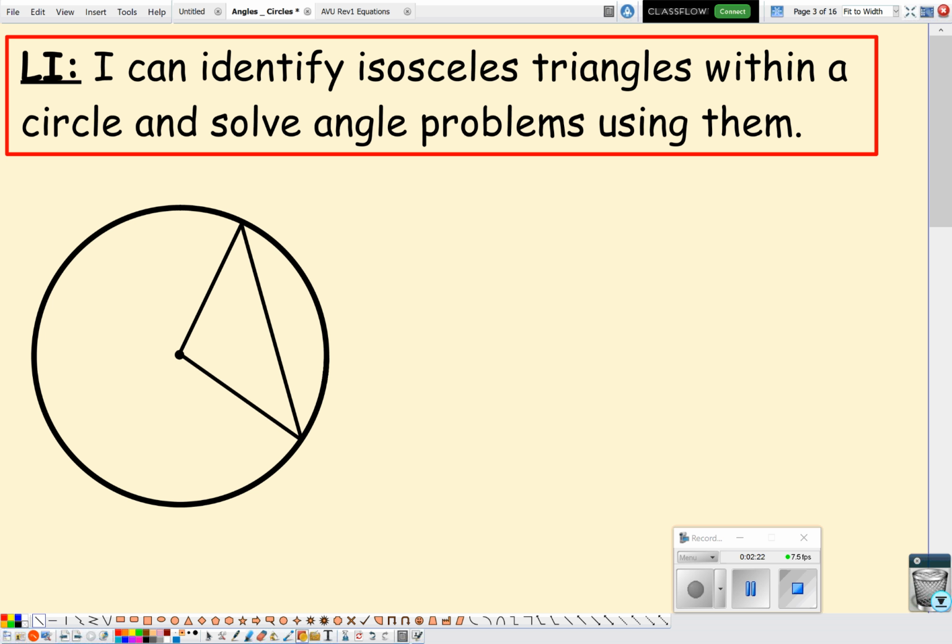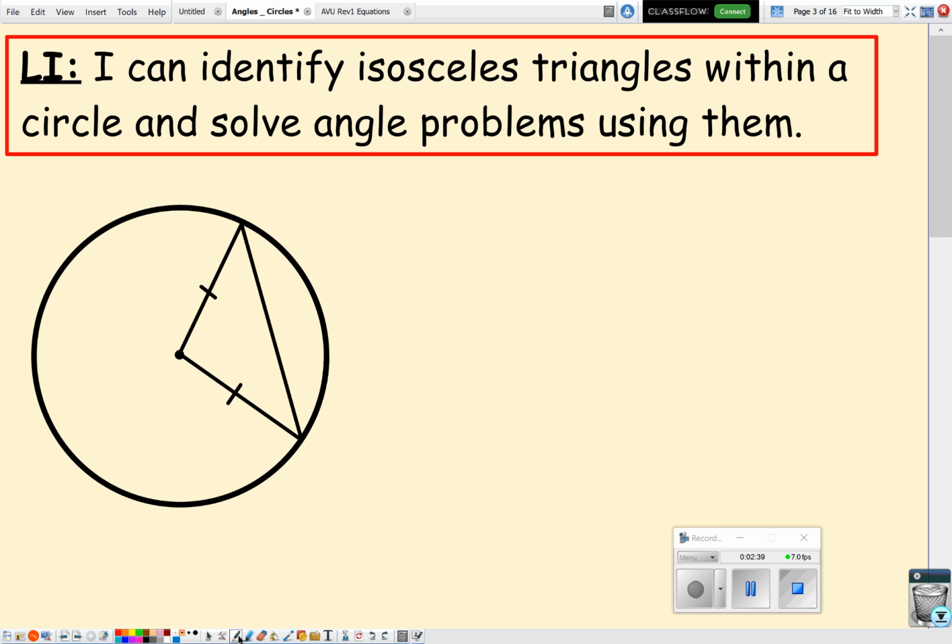Pretty much by definition, because this side and this side are both radii of the circle, they must be the same length. And a triangle that has two sides the same length must be isosceles. So therefore, this angle here and this angle here must be the same size.